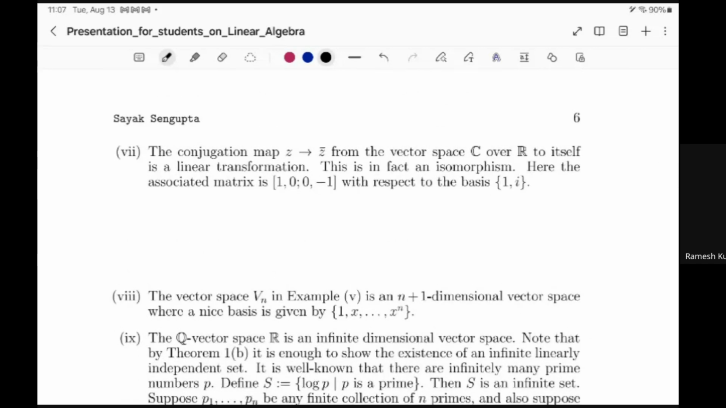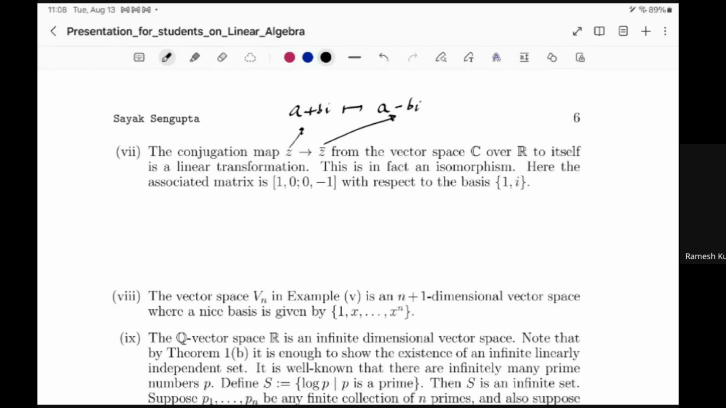Okay. We can also talk about the vector space C over R. And we can consider this linear transformation where some element Z is taken to its conjugate. When I say conjugate, I really mean that this particular linear transformation is taking A plus BI to A minus BI. So if this is A plus BI, then Z bar means A minus BI. Okay, so this is in fact an isomorphism, and that is a very easy fact to check.